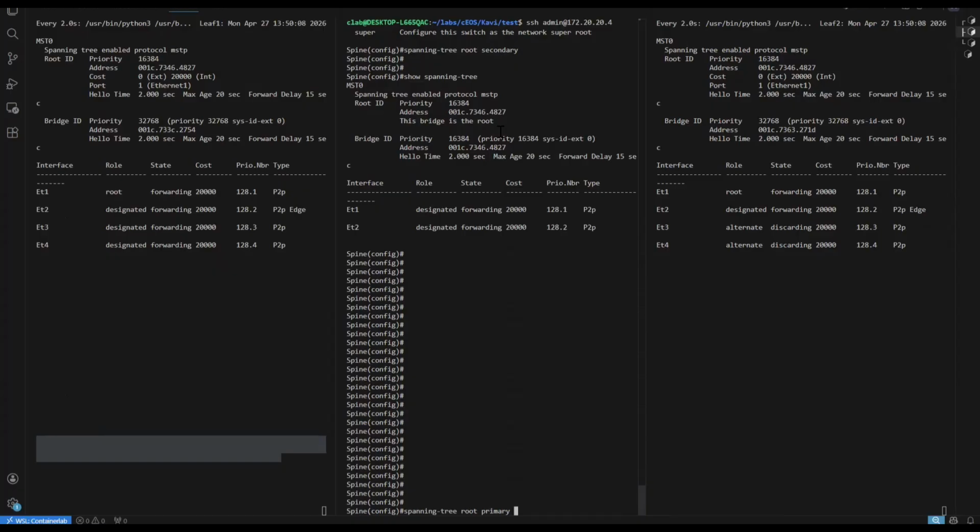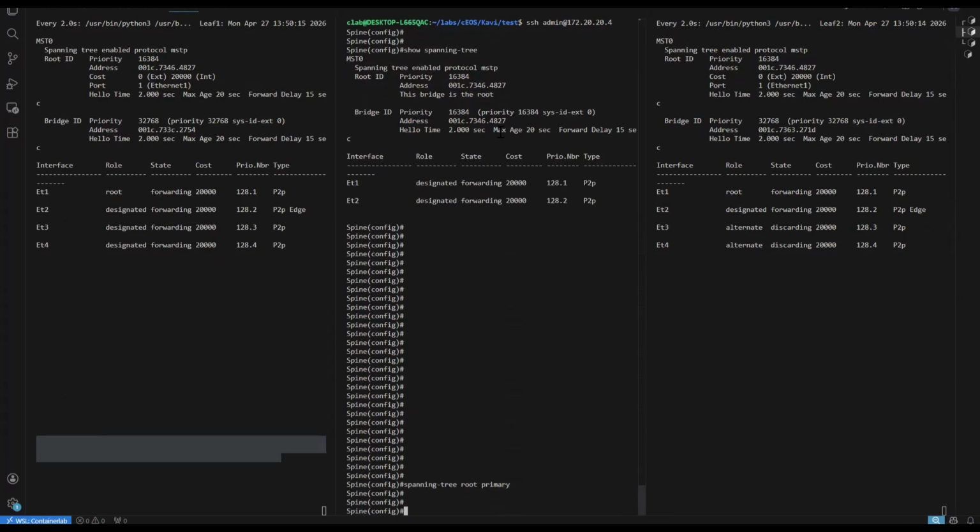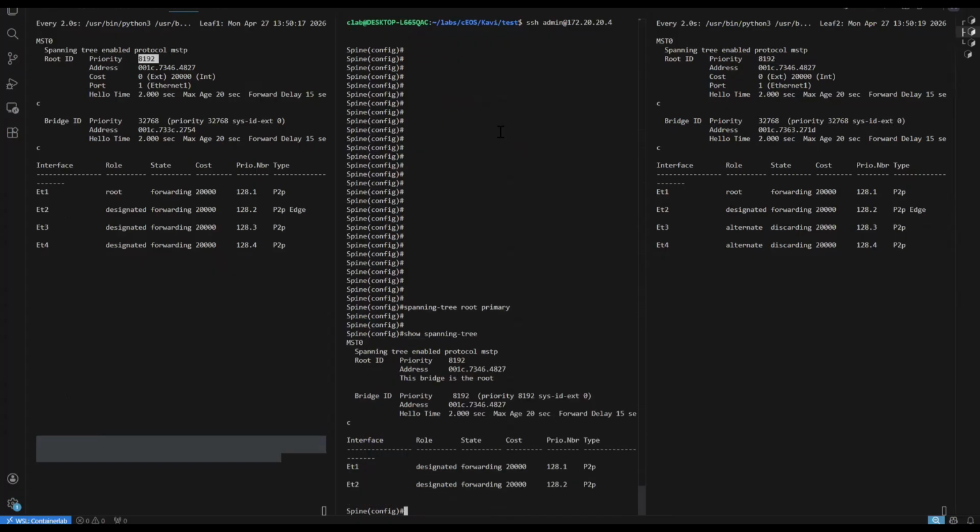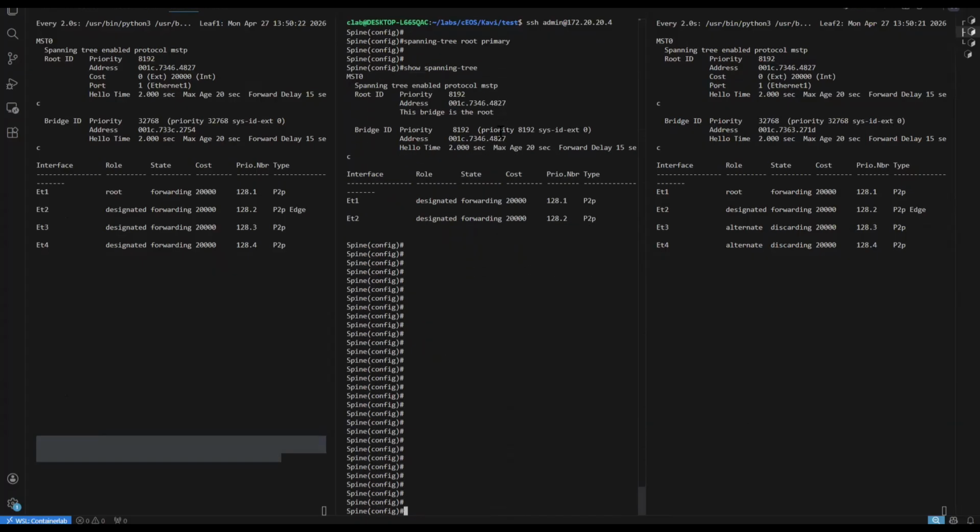Watch out for the difference on the leaves. Okay, primary now. So spanning tree. Now the spine is still the root, because if you compare the bridge ID of all three switches, spine still has the lowest bridge ID. So now if you look at the bridge ID, it's 8,000. When I configured the spine as the secondary, the bridge ID was 16,000 something. Now I configure the spine as the primary, and the priority is 8,000 something. Let's say 8192.